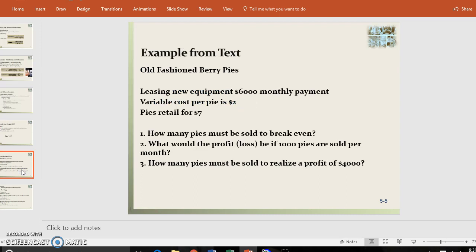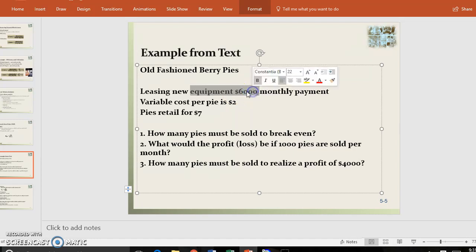We can apply these two equations that I just discussed, and again, this is the example from the text, old-fashioned berry pies. And we have leasing of the new equipment, $6,000 in a monthly payment. Our variable cost, $2 per pie, and our revenue per pie is $7. And again, right from the text, they identify three important questions.